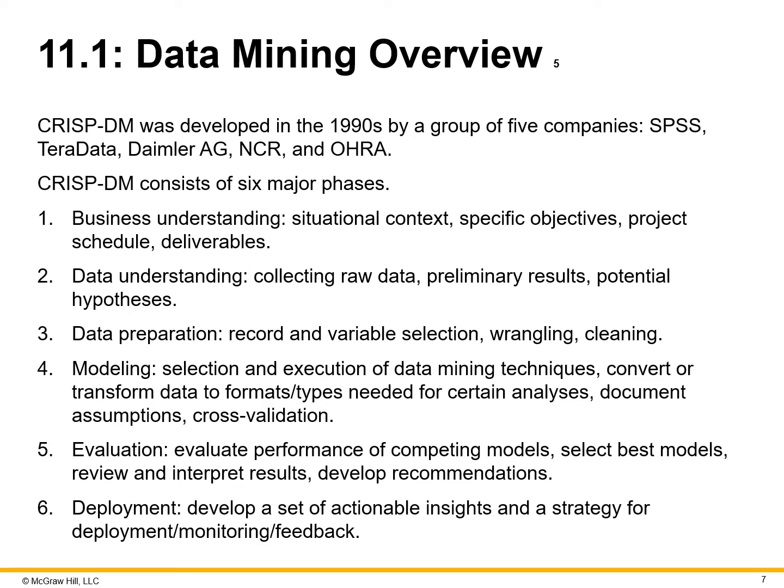To further explain the CRISP-DM method, it was developed in the 1990s by a group of five companies: SPSS, Teradata, Daimler AG, NCR, and OHRA. The CRISP-DM method consists of six major phases. The first phase is business understanding, truly understanding the situational context, specific objectives, the project schedule, deliverables, etc. There's a foundation of truly understanding the current business that you're in and all the dynamics around that.